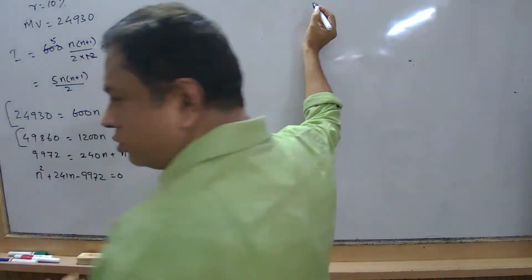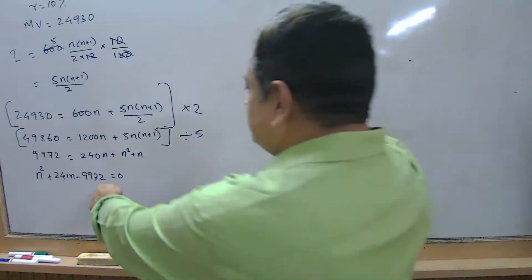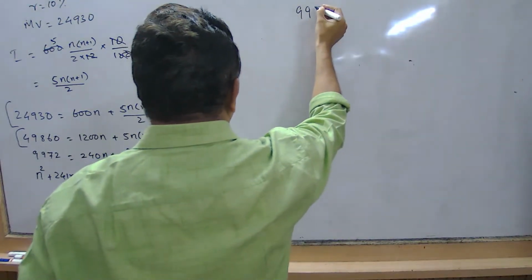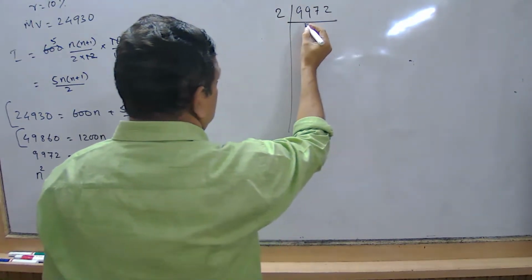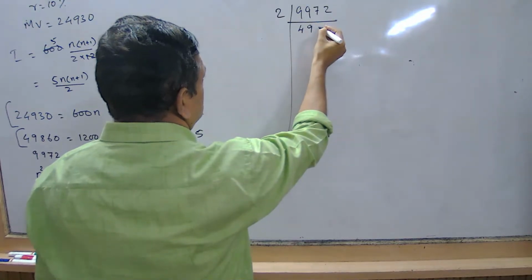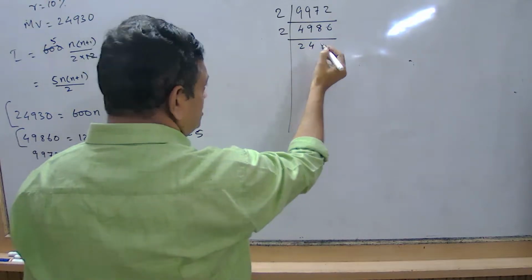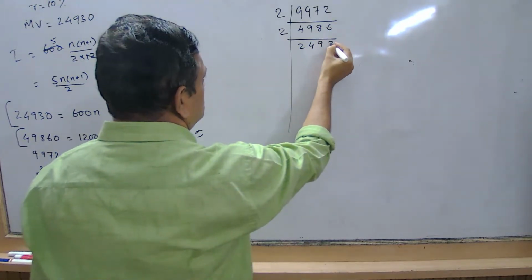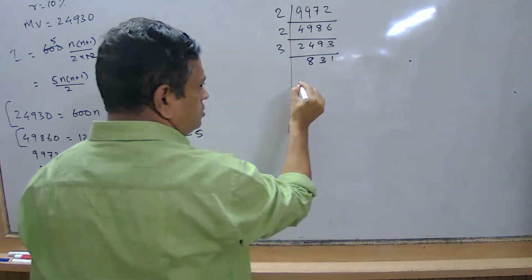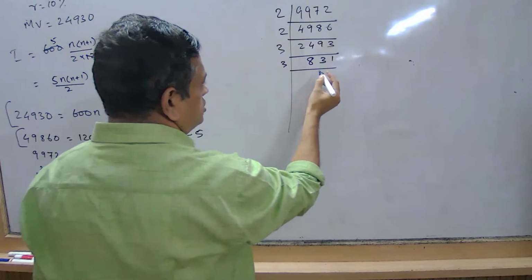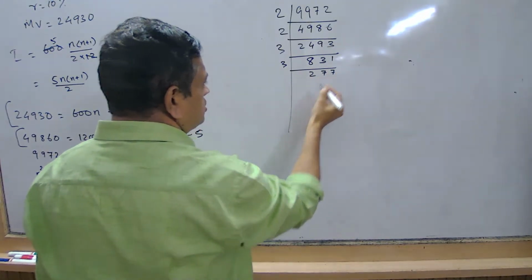Now look here, we have to split the middle term. You take this one and factorize 9972. 2 will go? Yes or no? So it is 4986. Again 2 will go? So only 2, 4986, 2493. Now 3 will go? 831. Again 3 will go? Yes or no? 2, how much? 277.